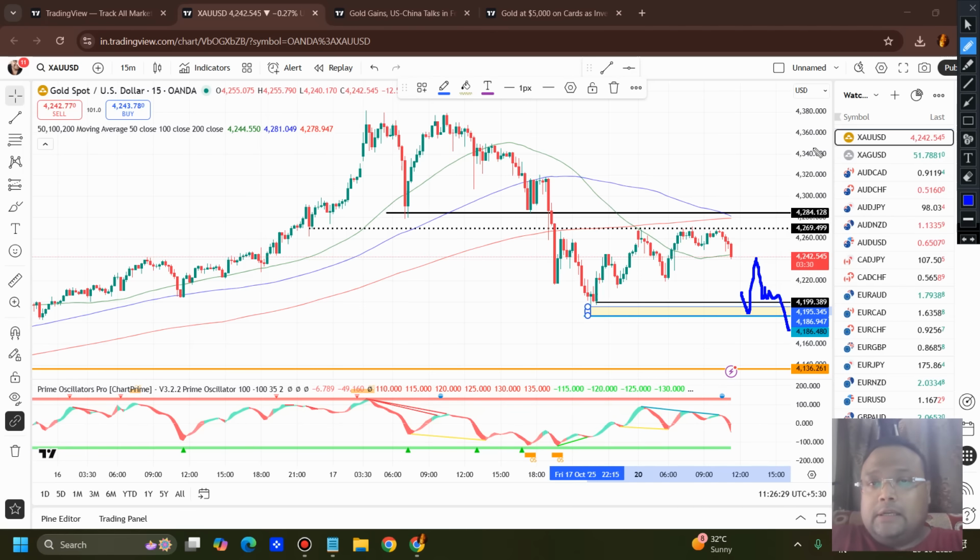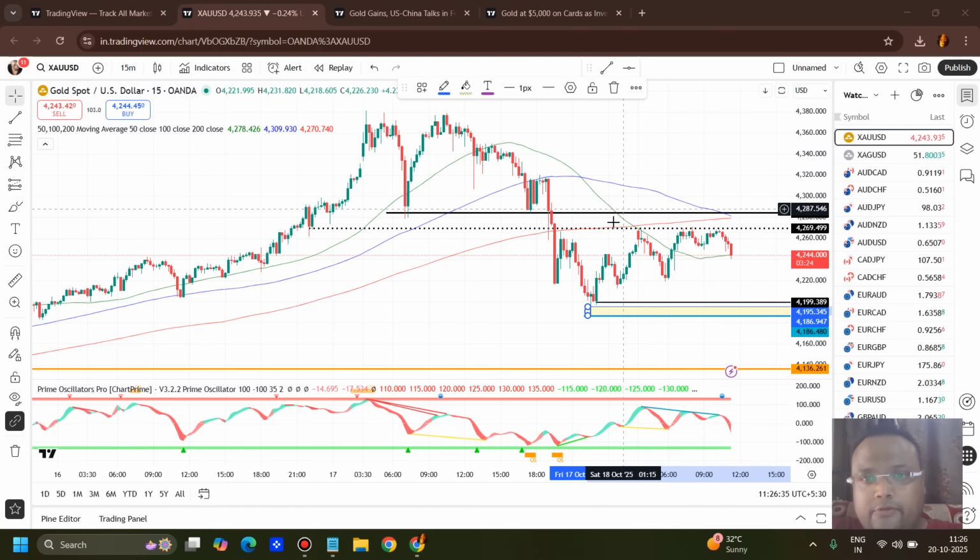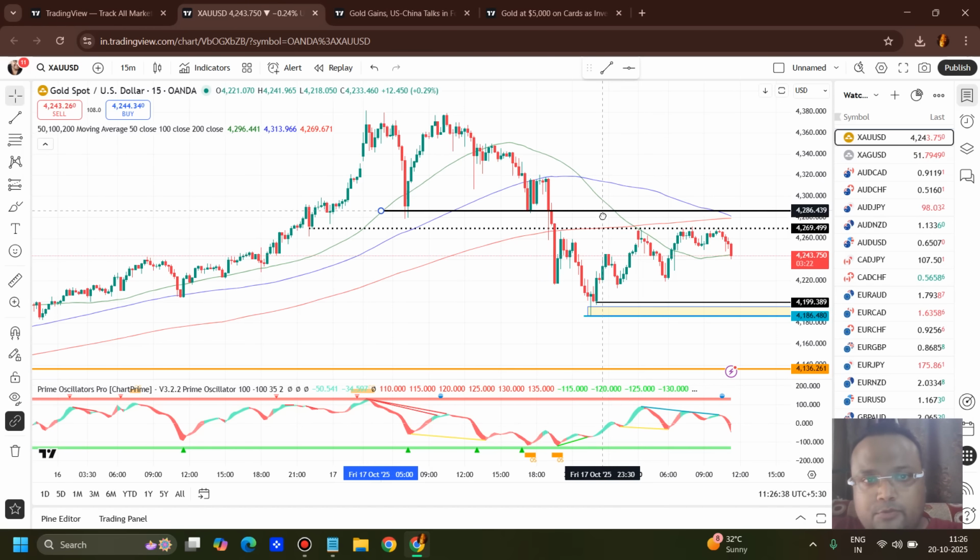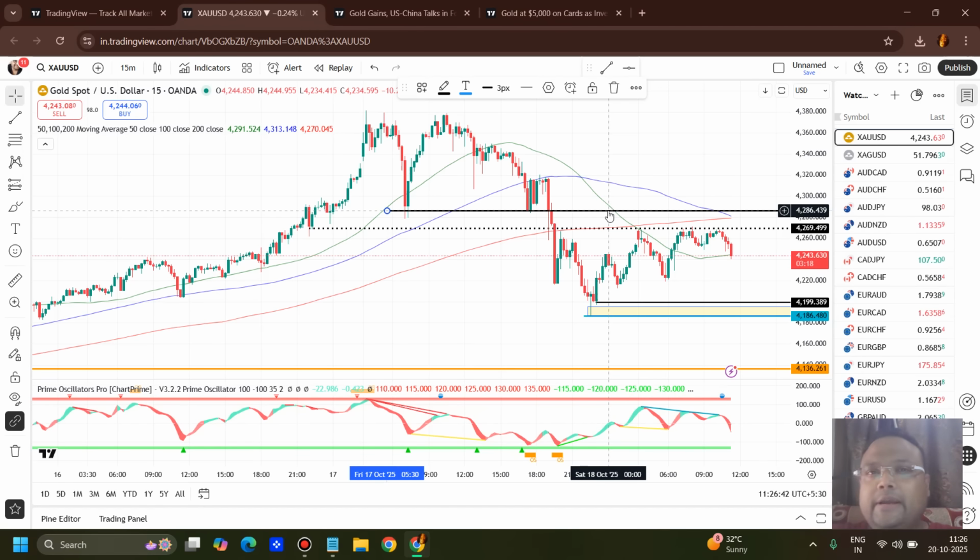The second selling opportunity during the day is around 4285, the black line that you see here. Let me try to show this. Yeah, this one, around 4284, 4285. As a day trader, you can expect a selling opportunity. Keep in mind, this is a high risk selling opportunity, because we should not forget the overall trend of the market is still bullish.